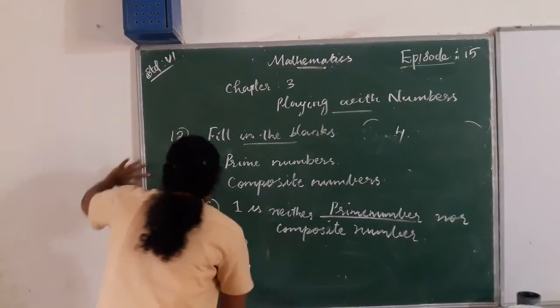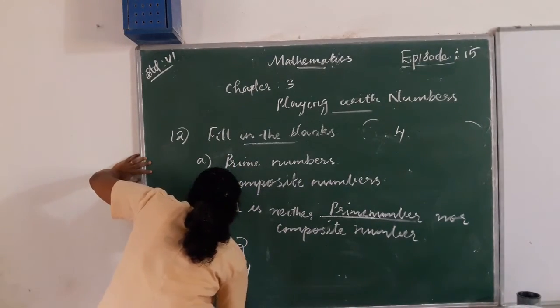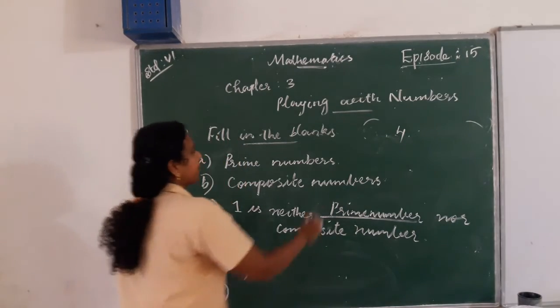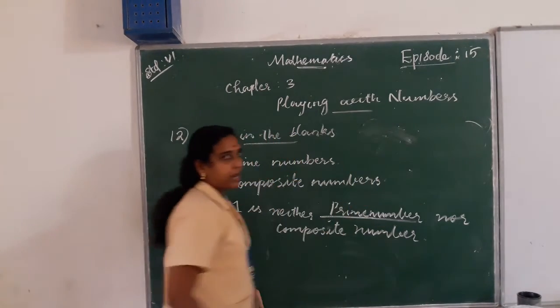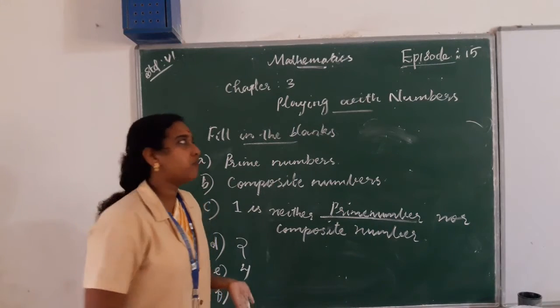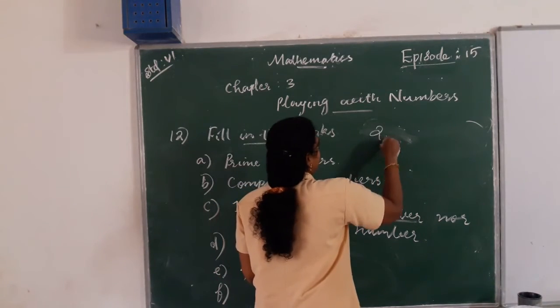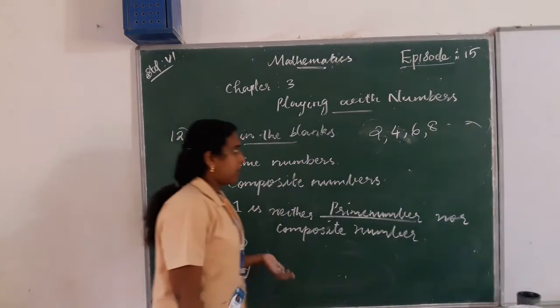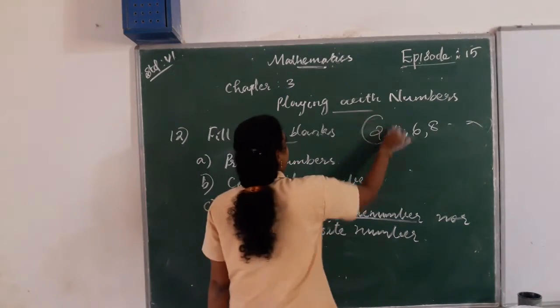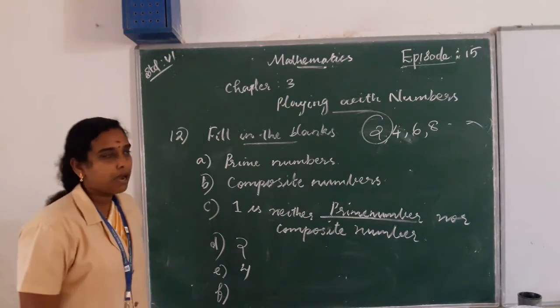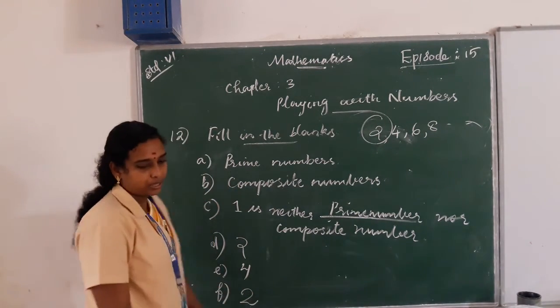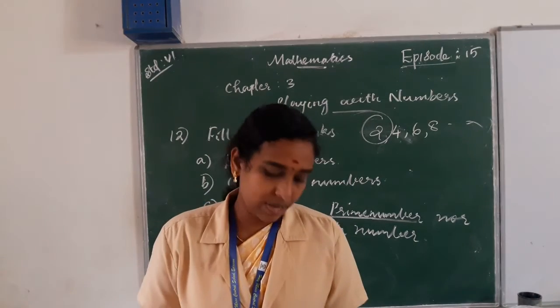And the last question. The smallest even number. Even numbers are the multiples of 2. So 2 is the smallest even number. So the answer is 2.